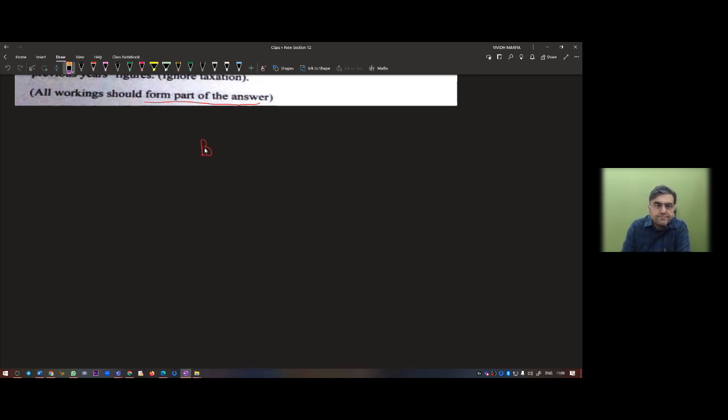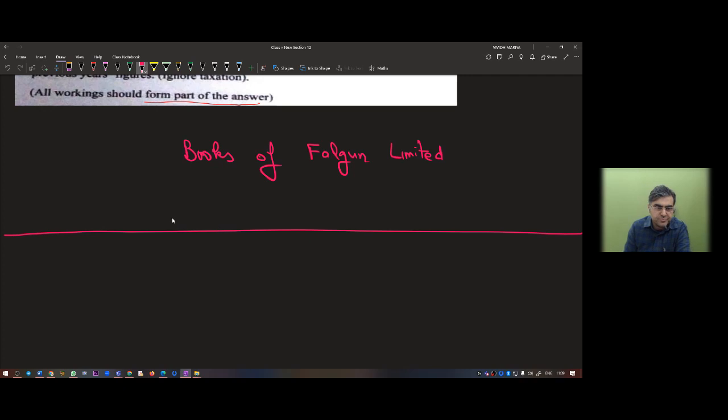Books of Falgun Limited. We are talking about balance sheet. So let's start with the balance sheet, as at.